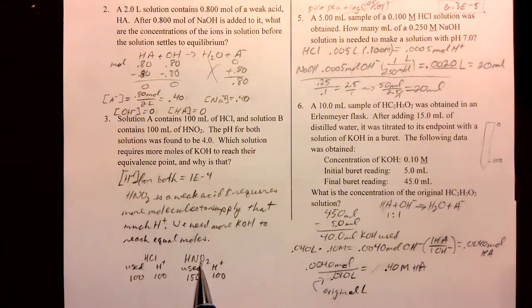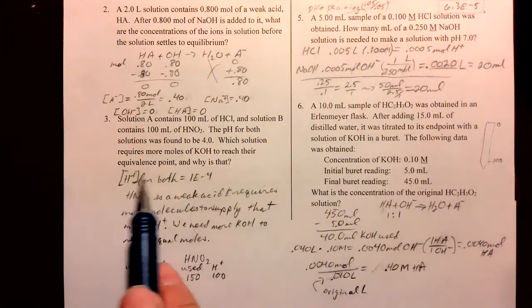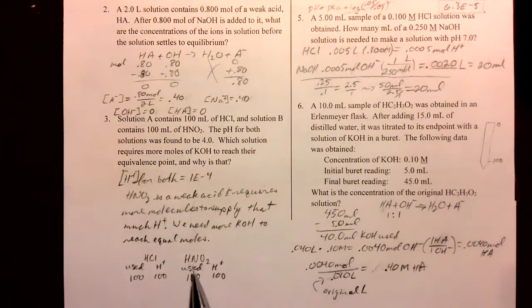And that means that the KOH I have to put in to neutralize both of these fully, to get them to the equivalence point, is more in this case, because here I have to burn up only this H plus, this 100 of these. And in this case, I have to burn up this 100 and all the other 50 that were still stuck to the NO2s. So I have to use more OH minus to grab all the extra H pluses.